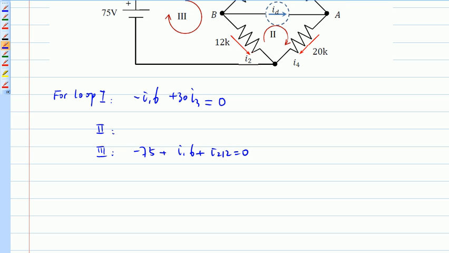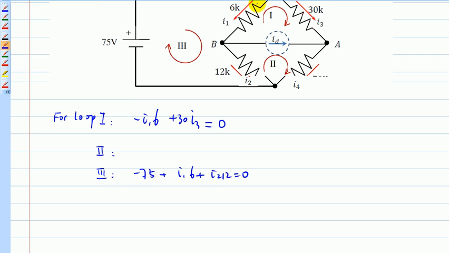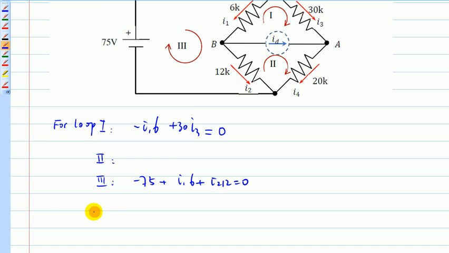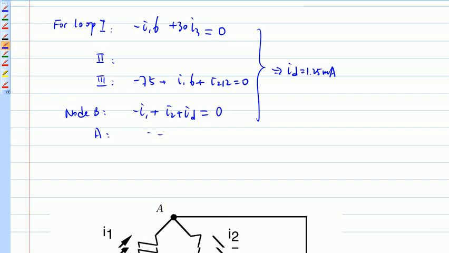Okay. So let's use node B and A for the KCL equations. For node B, we have 3 currents. 1 goes in, 2 goes out. So for node B, you have negative I1 plus I2 plus ID equal to 0, right? And at node A, you get another equation. So altogether 5 equations, you can solve for ID, right? You can solve for ID. Okay, so that's this equation here.